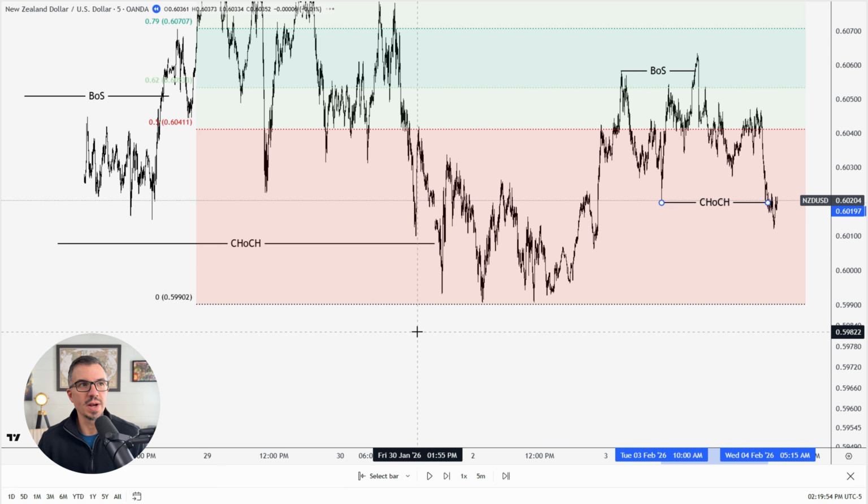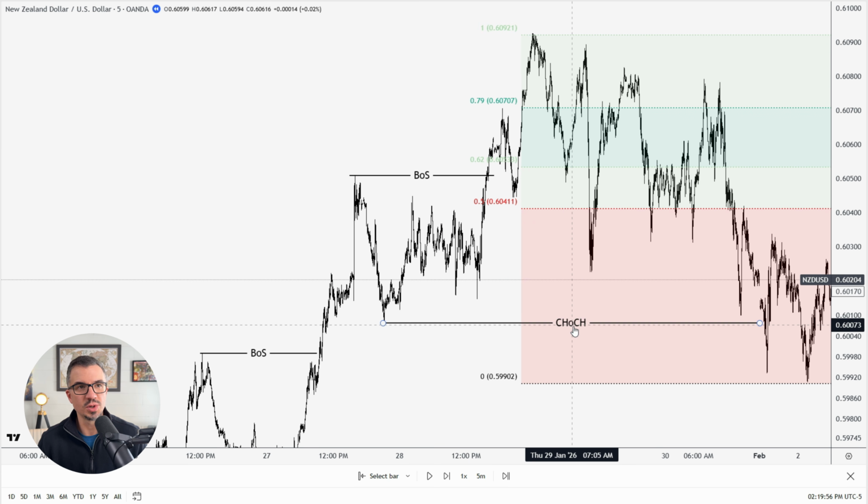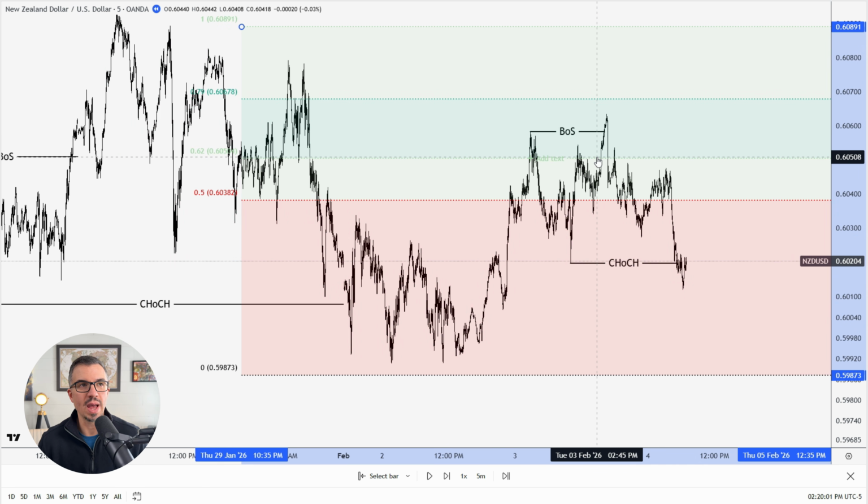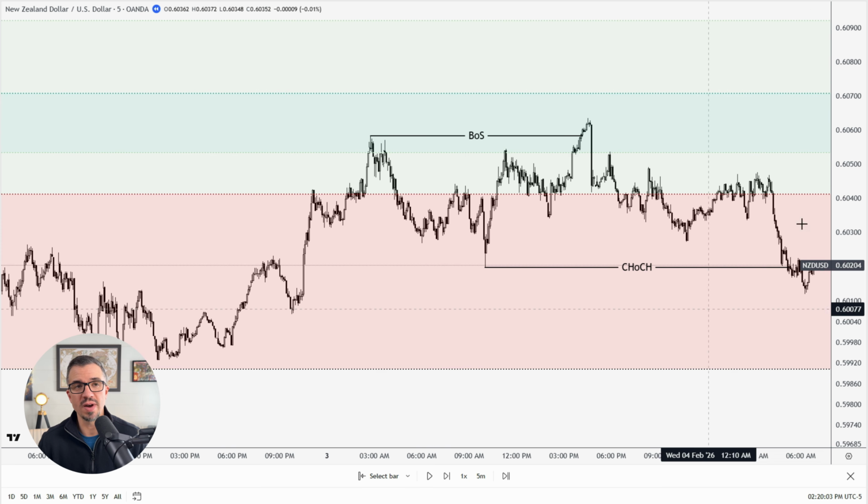So again, what we're doing here is we have the BOS on the 1 hour, change of character on the 1 hour. We have our OTE, imbalance mitigated back here. We now have a 5-minute break of structure, 5-minute change of character.